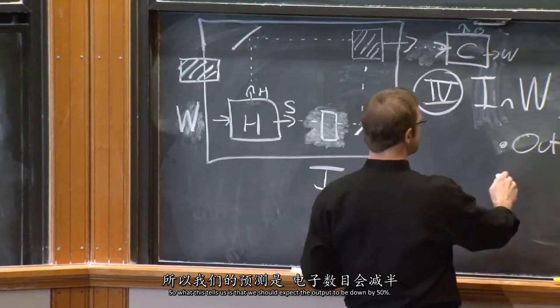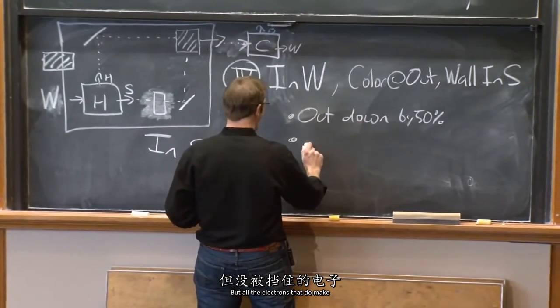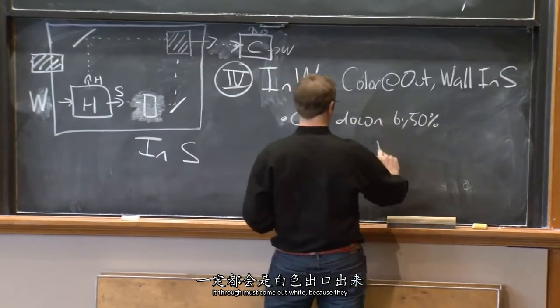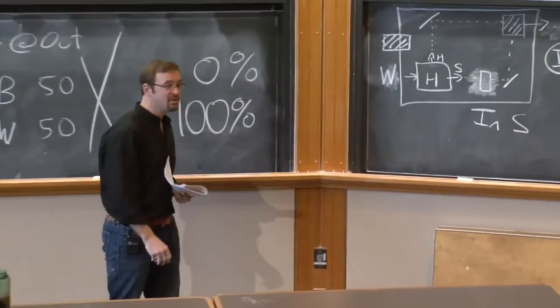So what this tells us is that we should expect the output to be down by 50%, but all the electrons that do make it through must come out white, because they didn't know that there was a barrier there. They didn't go along that path.